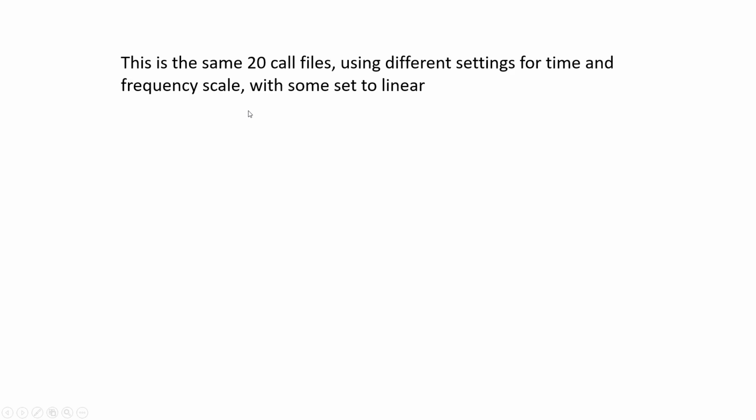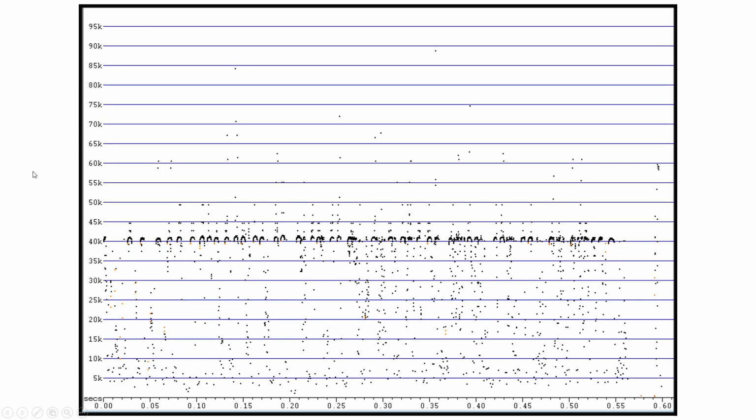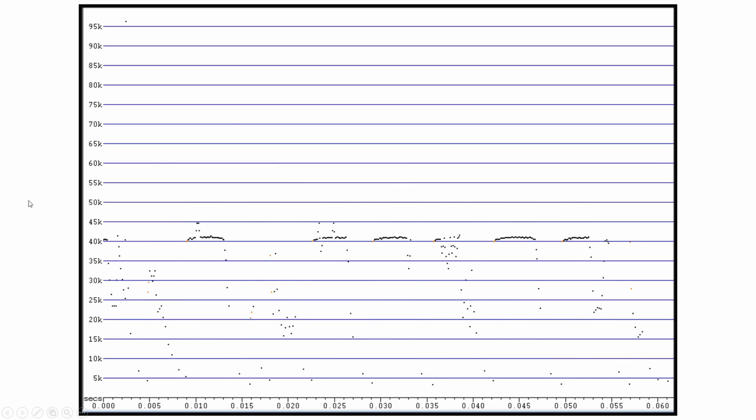Now we're going to look at the same 20 call files, this time using different settings for time and frequency scales, and some of them I'm going to have set to linear rather than log scale. Okay. Here the time is compressed differently, so you're not seeing the call parameters. Oh, here's a linear scale for 40 kilohertz. So Centronectrus is dropped down here. The call shapes look different. Here's the same thing, Centronectrus, but the time scale has changed.